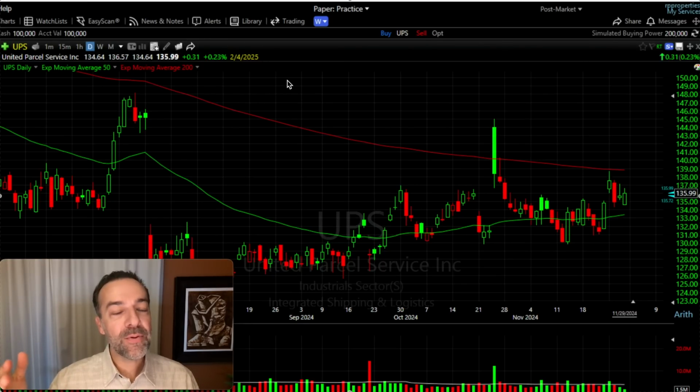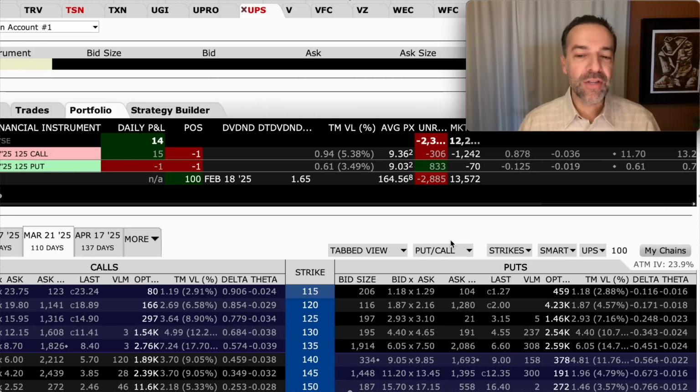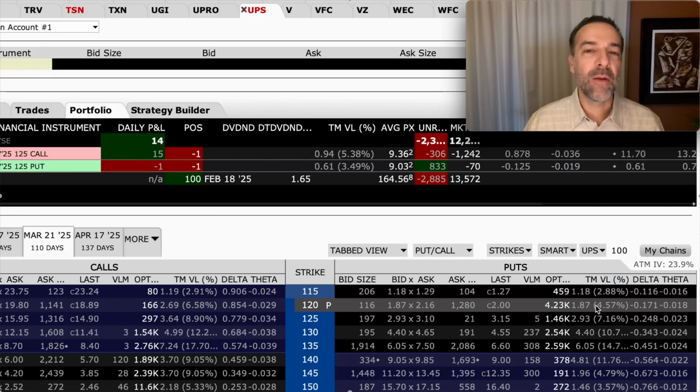So if you're going to roll an option out, you want to avoid earnings. You want to avoid those expiration dates that will leave you in that position through earnings. But if you understand the volatility that can happen after earnings are announced, then you might consider going ahead and rolling it.